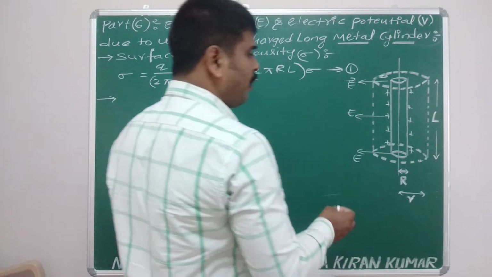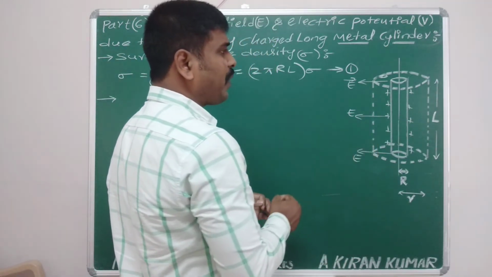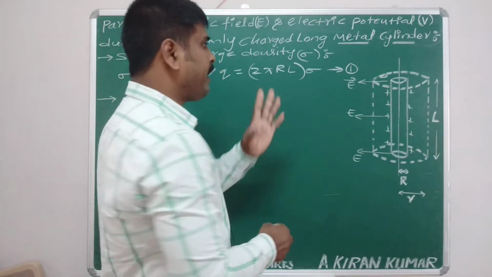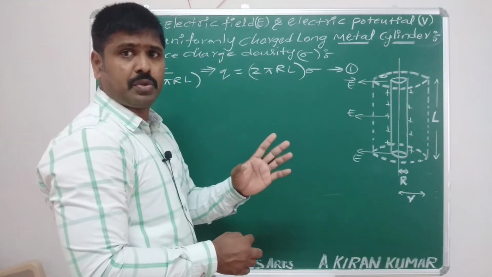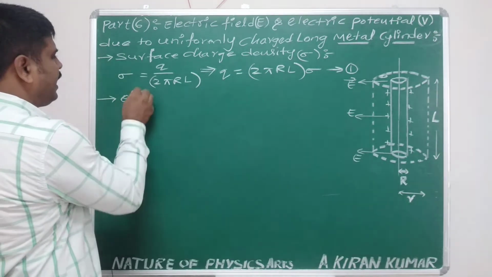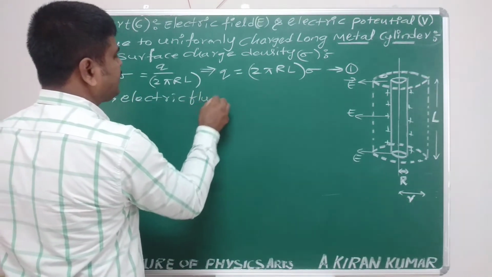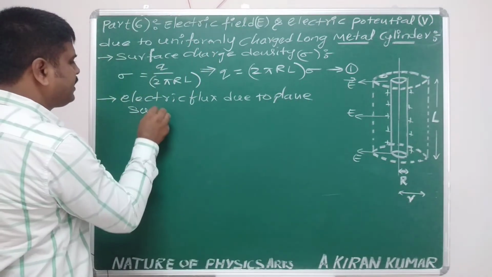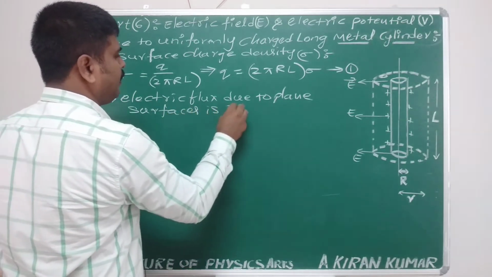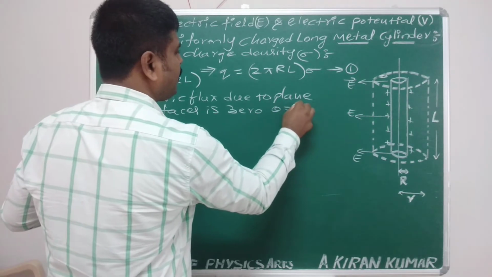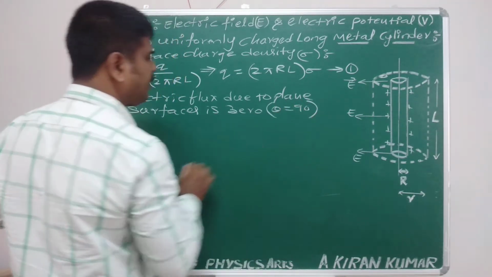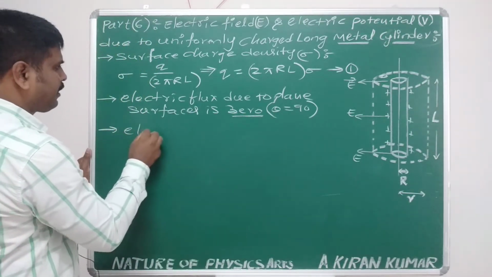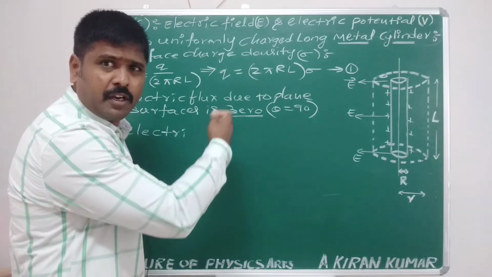Now, continuing, the electric flux due to the plane surfaces is 0, and we get flux only from the curved surface. First, the electric flux due to the plane surfaces is 0 because theta is equal to 90 degrees and cos 90 is equal to 0. Next, the electric flux proof is not needed, as we already did it in earlier videos.